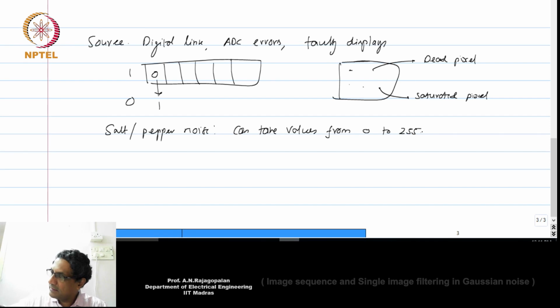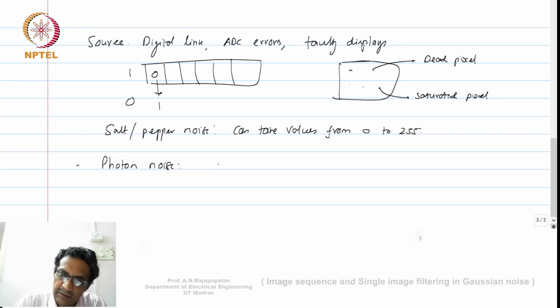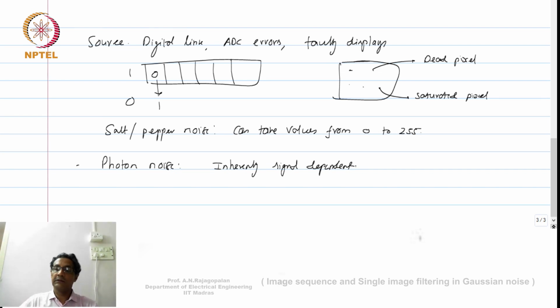Then the other kind of noise you have to deal with is called photon noise. Photon noise, as we've already seen, is inherently signal dependent. This is also called shot noise. So we have various kinds of noise, and the sources also change. Our goal is to look at simple algorithms that can mitigate the effects of this noise on images, so as to enhance their visual appeal.